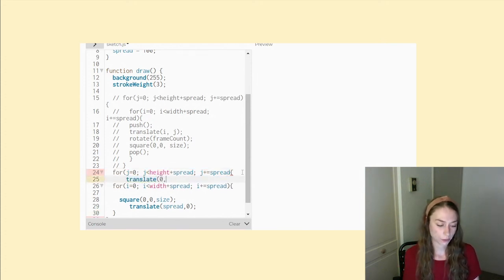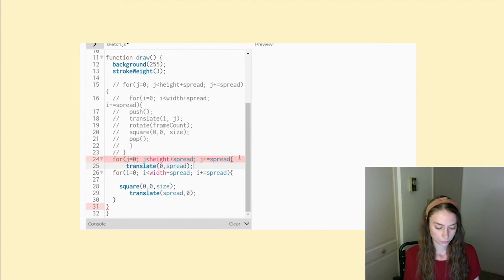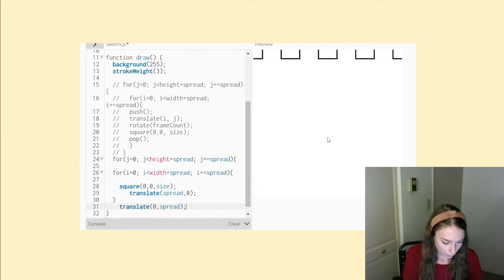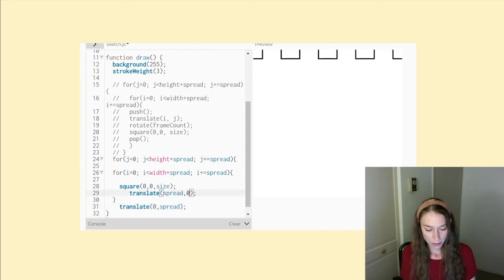Last but not least, we would want to create our nested loop utilizing J. Now, here's where things get a little bit trickier. You have to use your brain in kind of a different way. We are going to translate our squares in the y direction by spread, technically after each and every loop. Oops, what's going on here? Unexpected token. Let me just do a quick little, oh, we're missing that. All right, cool. So now you see here that I am translating by spread and then moving down the canvas.